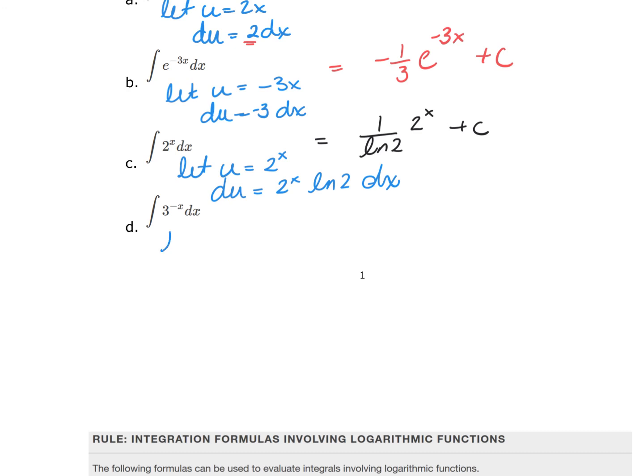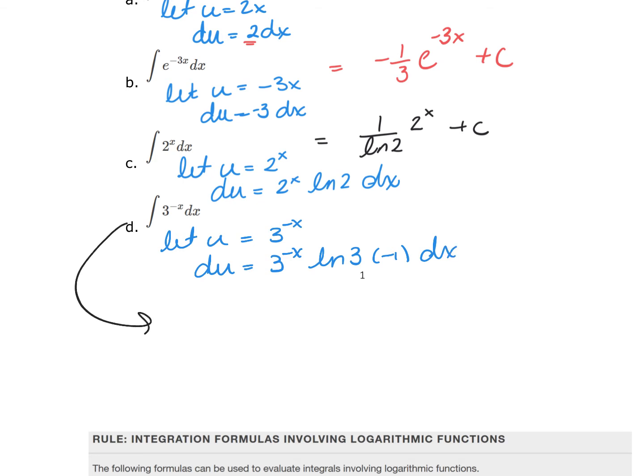Similarly, if I let u equal 3 to the negative x, du would have been 3 raised to the negative x, the natural log of 3, multiplied by the derivative of negative x, which is negative 1 dx. So when I integrate this, I need both a negative 1 over the natural log of 3 multiplied by 3 raised to the negative x, plus c.